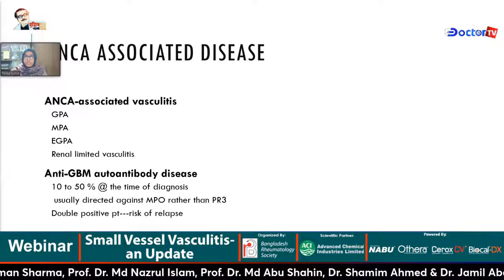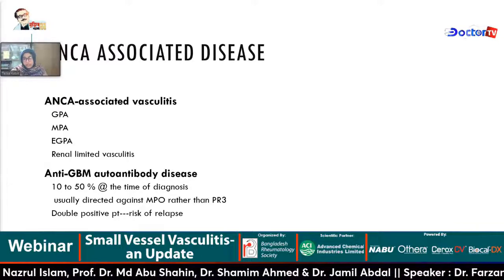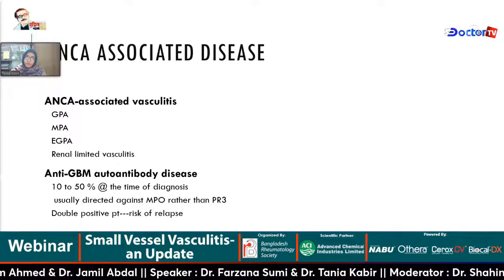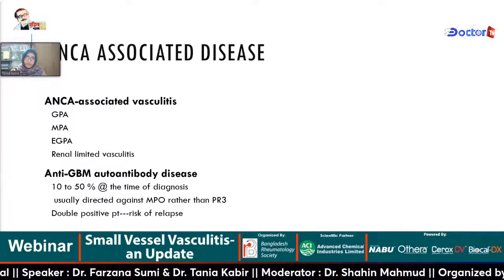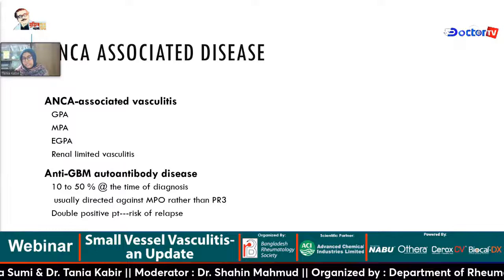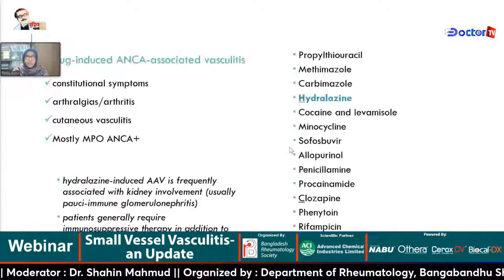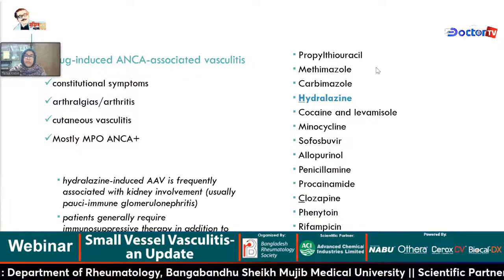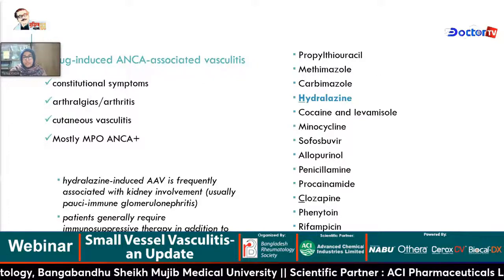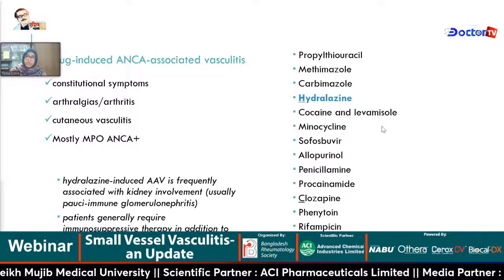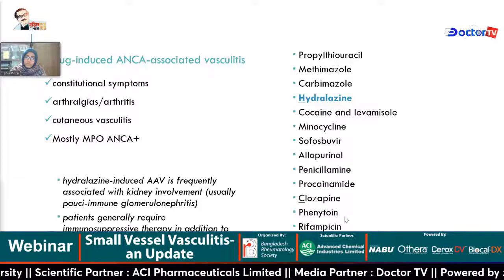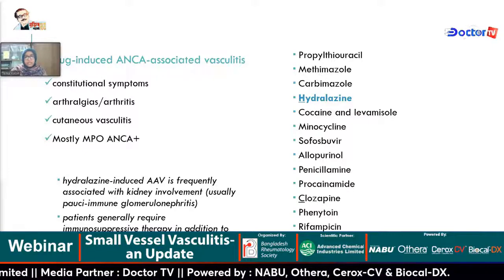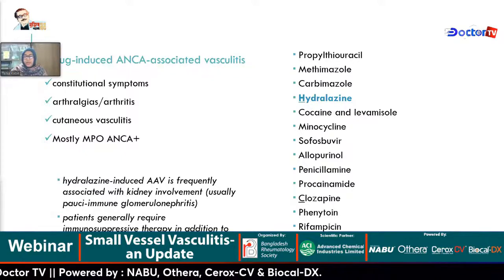Not only vasculitis, but other diseases are associated with ANCA, like anti-GBM autoantibody disease. In 10 to 50% of the cases, ANCA is found at the time of diagnosis. Usually, the ANCA is directed against MPO rather than PR3. There is a list of drugs which can cause drug-induced ANCA-associated vasculitis. The commonly used drugs are propylthiouracil, carbimazole, hydralazine, cocaine, levamisole, minocycline, clozapine, phenytoin, rifampicin, isoniazid. Patients mostly present with constitutional symptoms, arthralgia or arthritis, and cutaneous vasculitis. Mostly they are MPO ANCA positive.